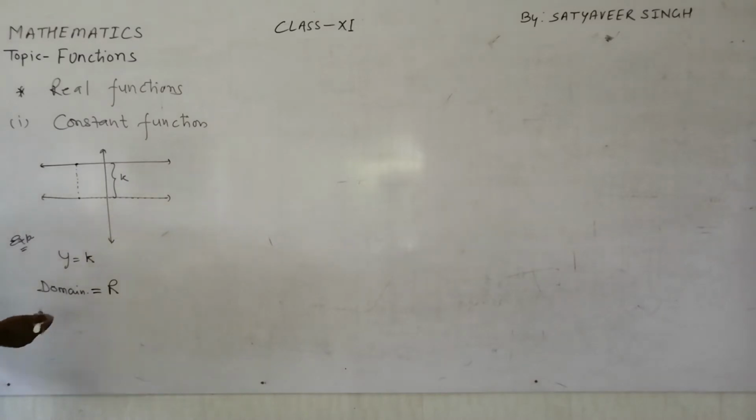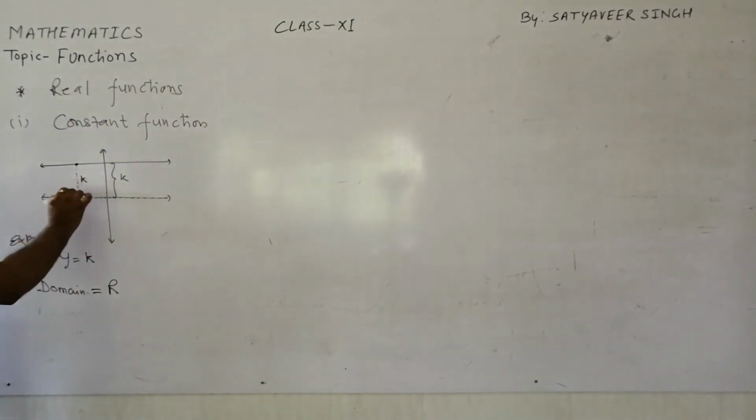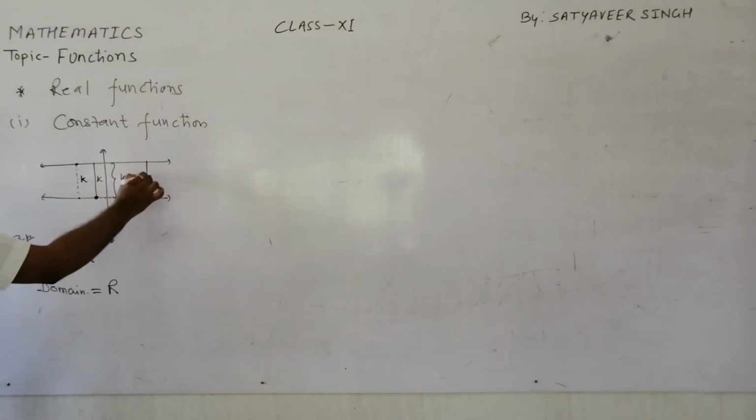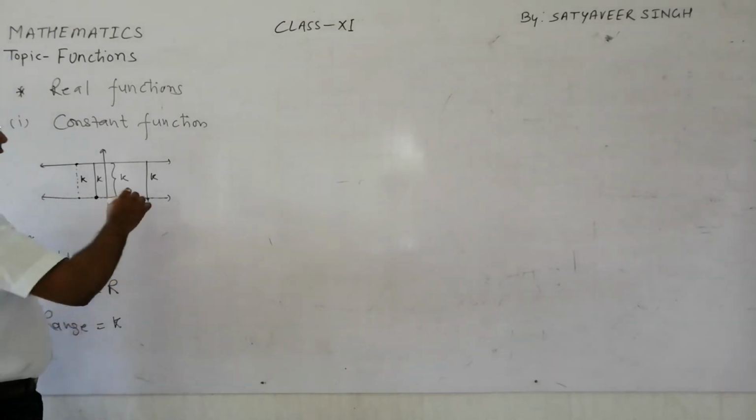What is the range of the function? This function always gives you the value k for any real number. If you check, you will find only the value k. So you can write here that the range of the function is k. This is a general example I have taken, otherwise in particular cases you will go accordingly.